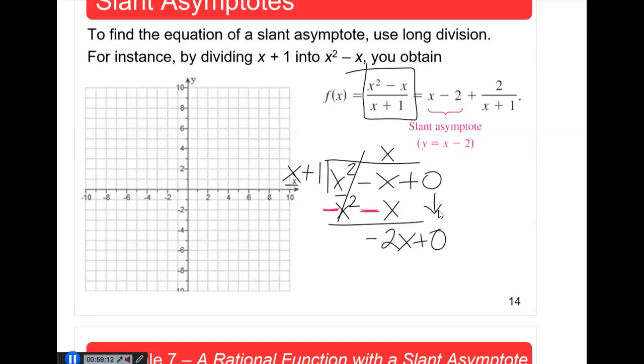And then I divide again, negative 2x divided by x. So that will be minus 2. And then we multiply. Negative 2 times x is negative 2x. And then negative 2 times positive 1 is negative 2. So then I have to subtract, so I change the signs to positive, positive.